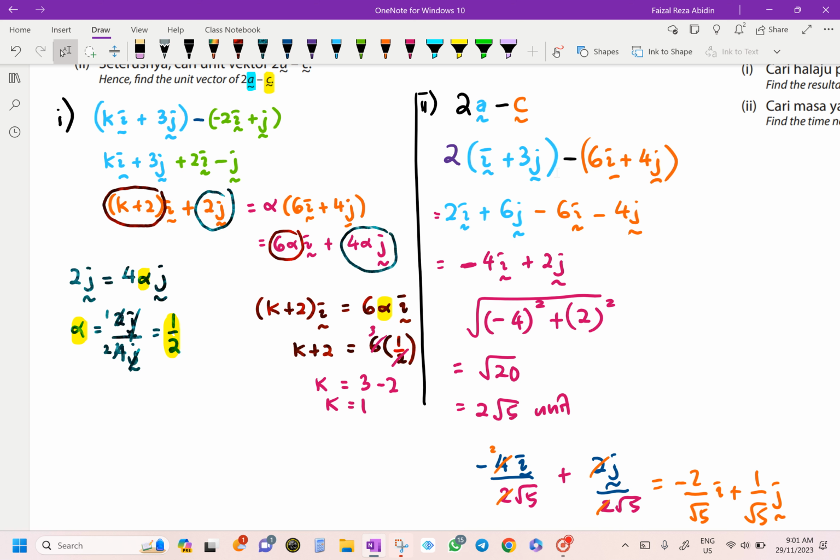So negative 3i plus 2j plus speed 3i. So you're going to get only 2j, right?